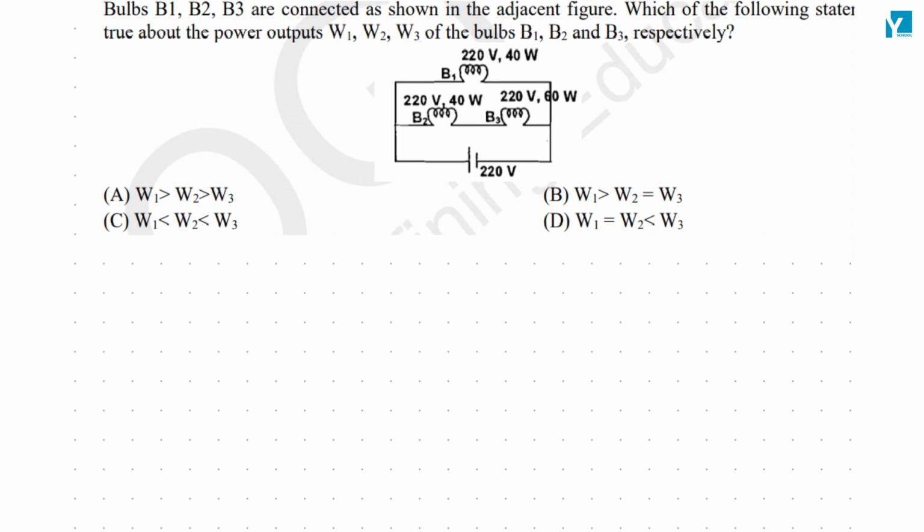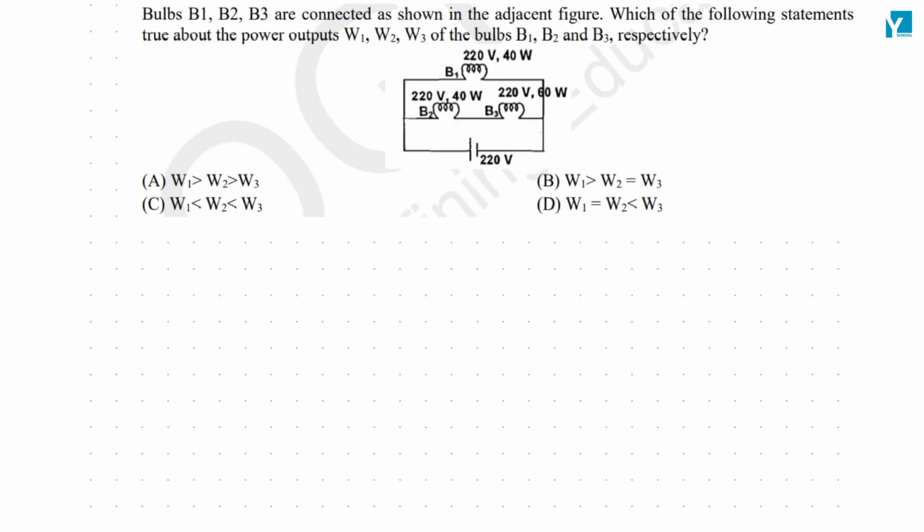As you can see, these bulbs are of a specific wattage, but these wattages are denoted at 220 volts. So what we have to do here is find the resistance, and then find how much wattage or how much power consumption will take place.